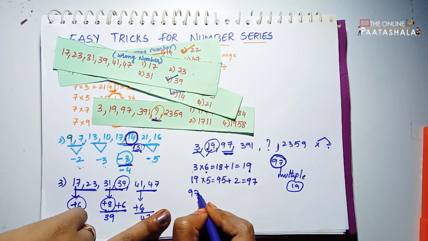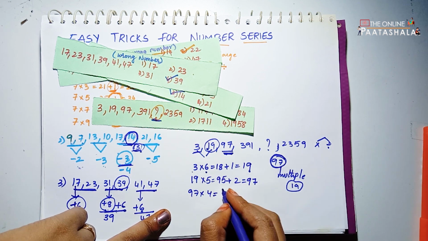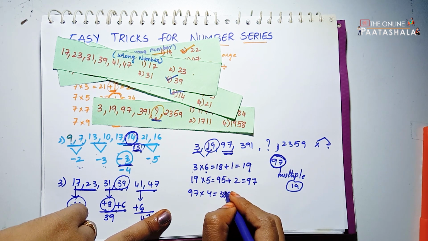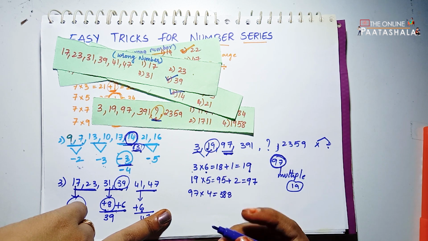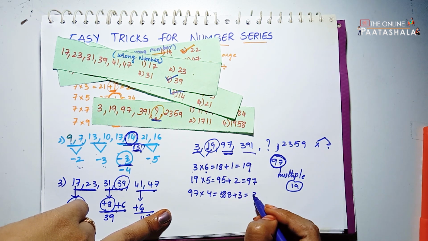From 97 into 4, what is 97 into 4? 7 fours are 28, 9 fours are 36, plus 2 is 38. Here we are adding one number, and again we need to add 3. What are you getting? 391.